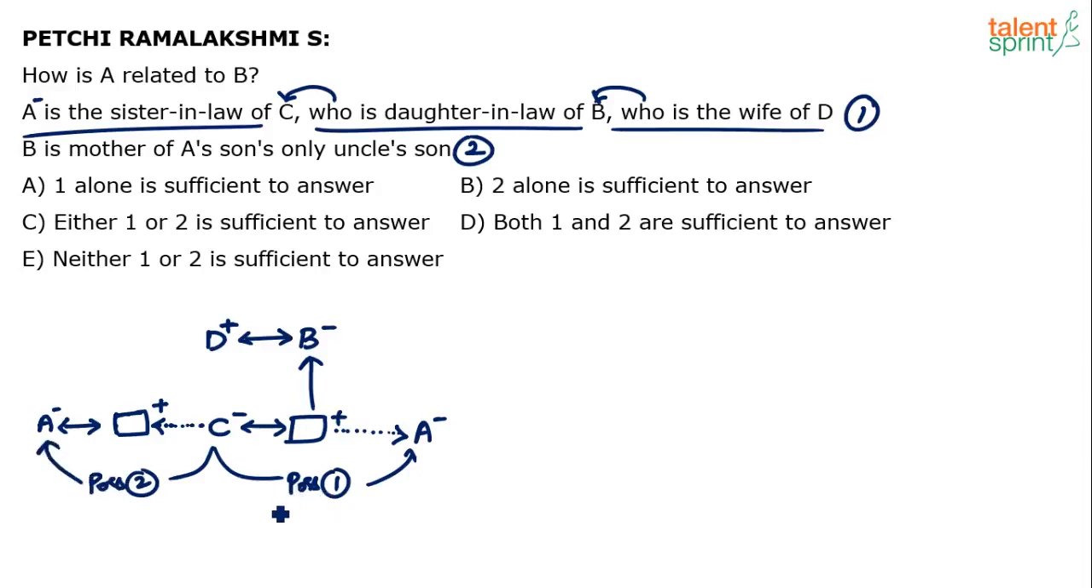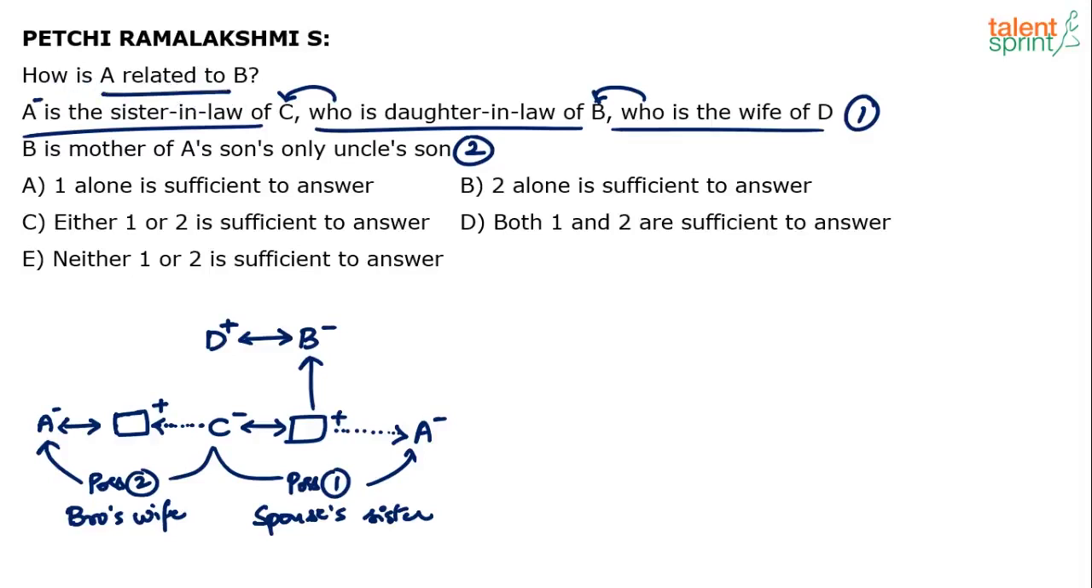You understand? This represents spouse's sister. This represents brother's wife. Yes or no? So A could be C's brother's wife or C's husband's sister. Now what is the question? How is A related to B?